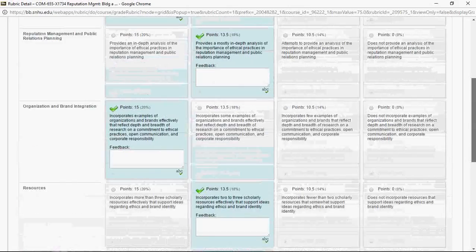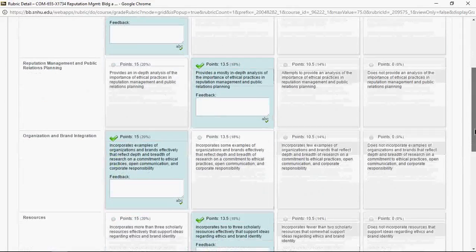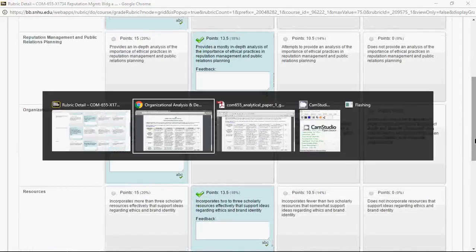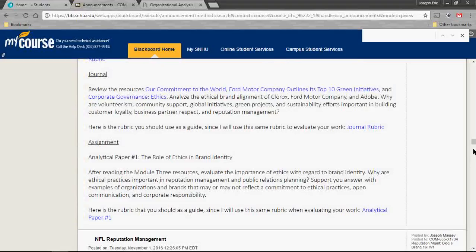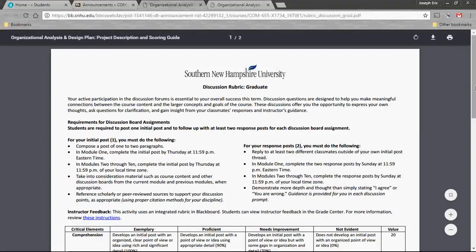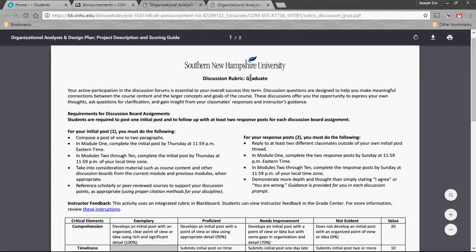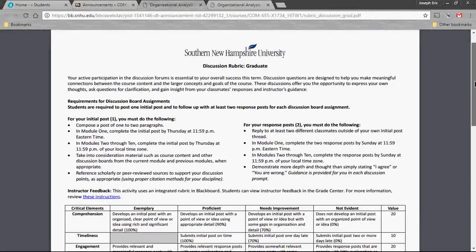Now, one thing that you'll notice here is that there's no timeliness. There is, on the discussion rubric, a timeliness category, or critical element. Let me show you what I'm talking about on the discussion rubric. And by the way, this discussion rubric is the same one. It's been the same one for every graduate course that I have taught in the last 2 years working at Southern New Hampshire University. But it's still good for you to take a look at what the rubric is.